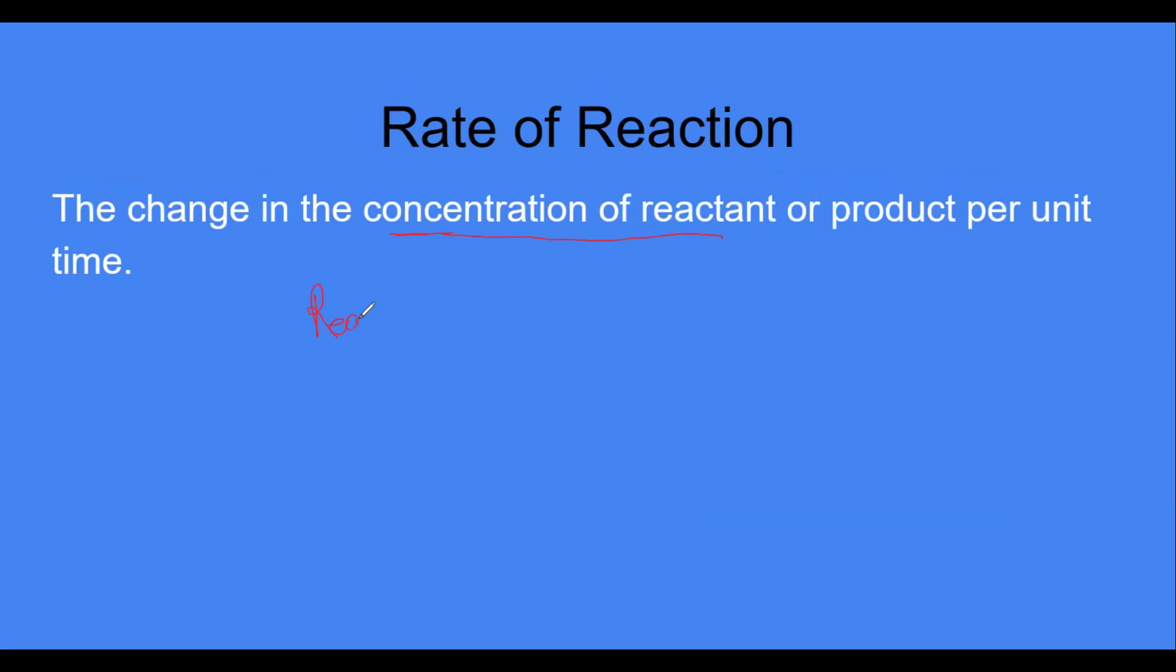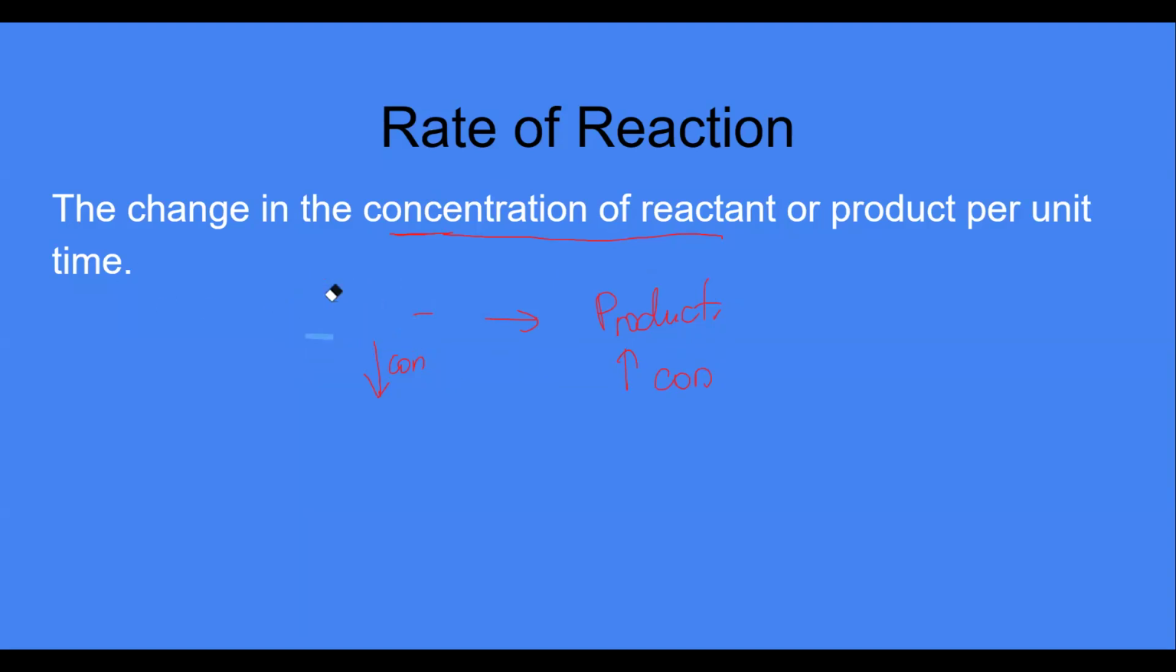Now, we know that in a reaction, reactants are converted to products. And we know that in a reaction, the concentration of our reactants is going to decrease. That is because our reactants are being used up, and the concentration of our products is going to increase. That is because products are forming. So we will have a buildup of product and a decrease in the amount of reactants available.